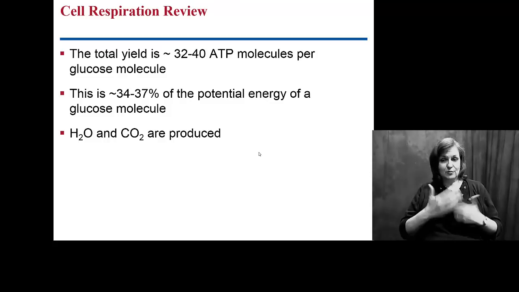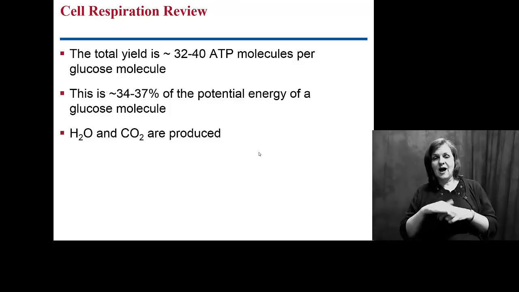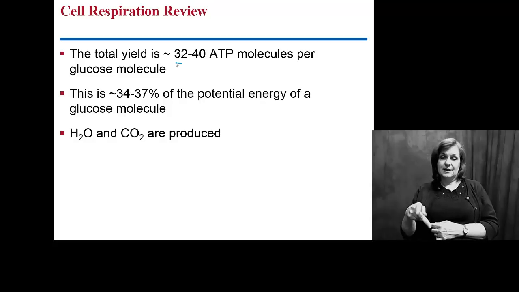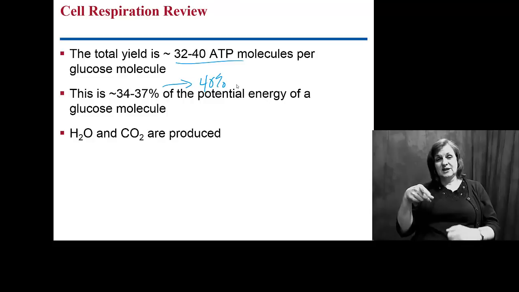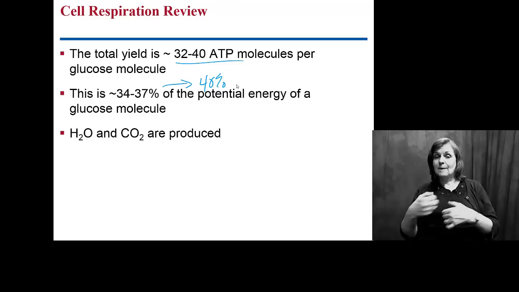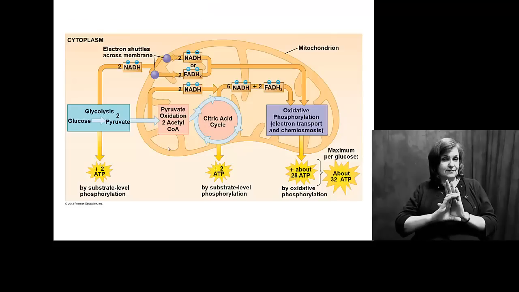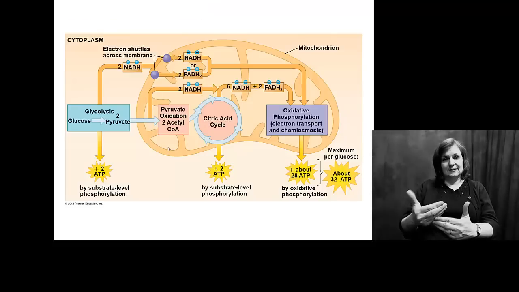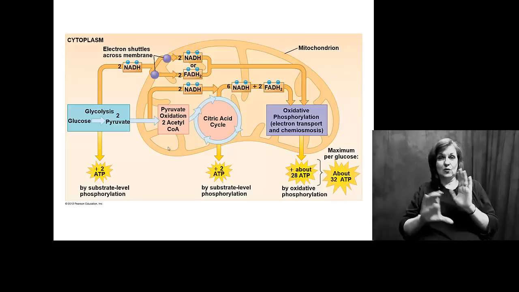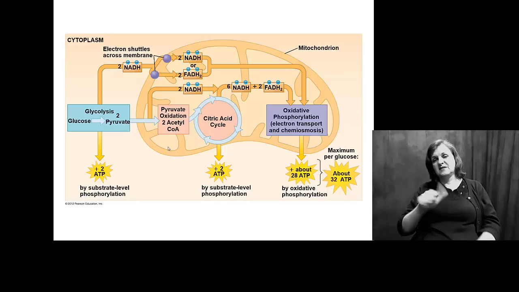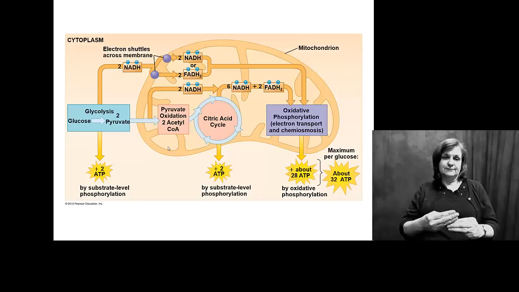So in cell respiration, with all of the processes of glycolysis, citric acid cycle, and oxidative phosphorylation, you yield on average 32 to 40 ATP, which makes you anywhere up to 40% efficient in that storage of potential energy. And you make water and carbon dioxide. This is a great review diagram for you. This is where everything moves around and where things are coming in and going out. If you understand this diagram, you would be good with any questions I'm interested in as far as this cell respiration cycle.